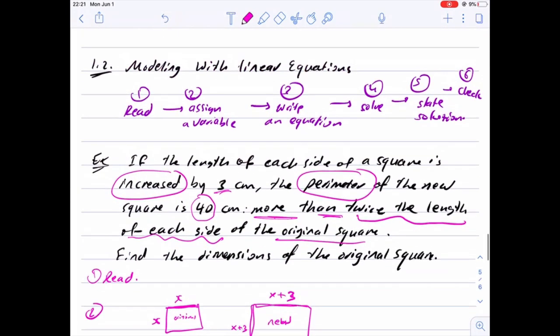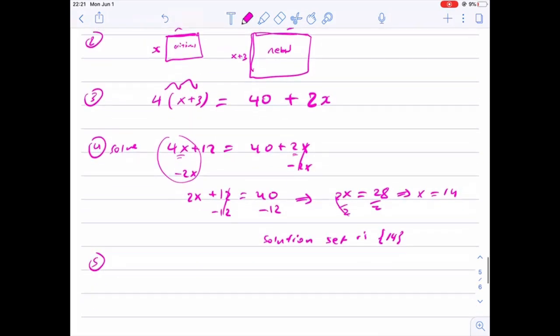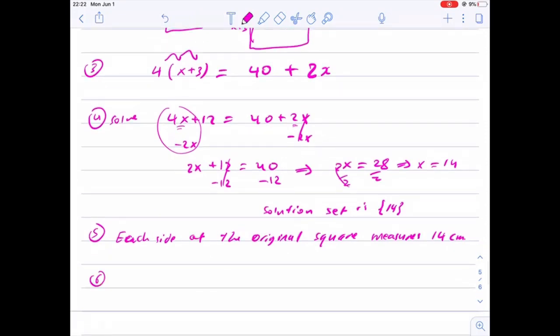Now, step 5, we state the solution. So to state the solution, we write each side of the original square measures 14 centimeters.